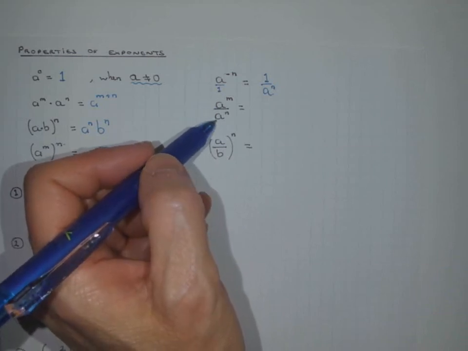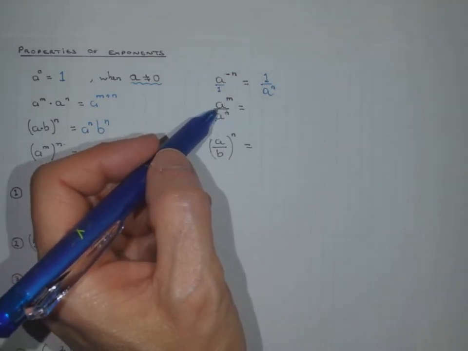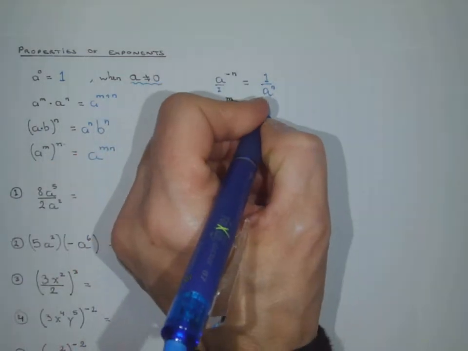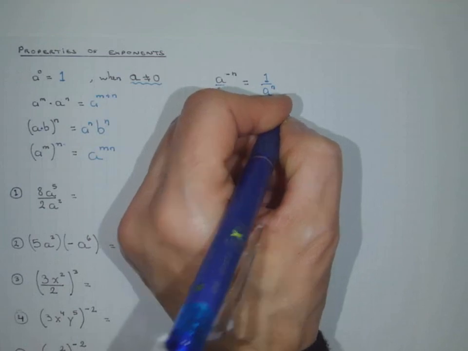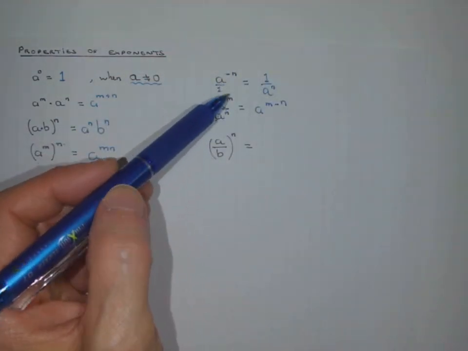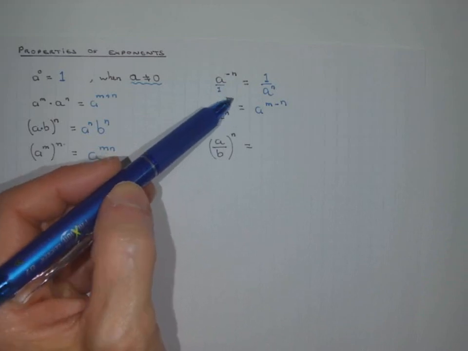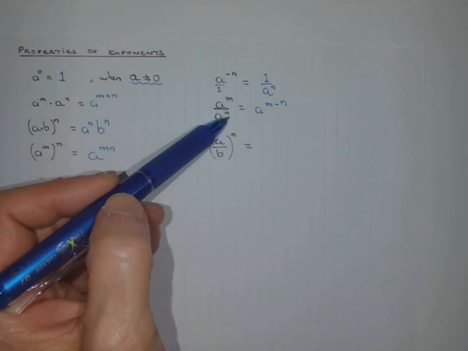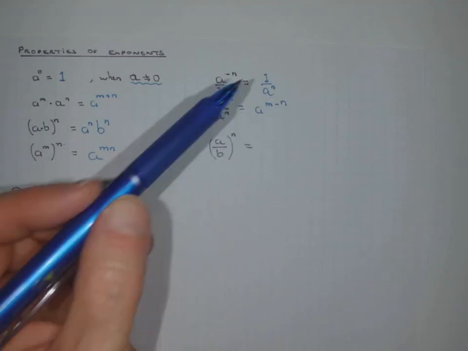All right, when we have two bases which are the same, A and A, they have to be the same for that to be true, and they're divided, we're going to subtract the exponents. So that's the same as A to the m minus n. It is always the top minus the bottom, right? Negative exponent means we're going to move it. So here it was on top, we moved it to the bottom. Here it's at the bottom, I'm going to bring it up, and it's going to become a negative.